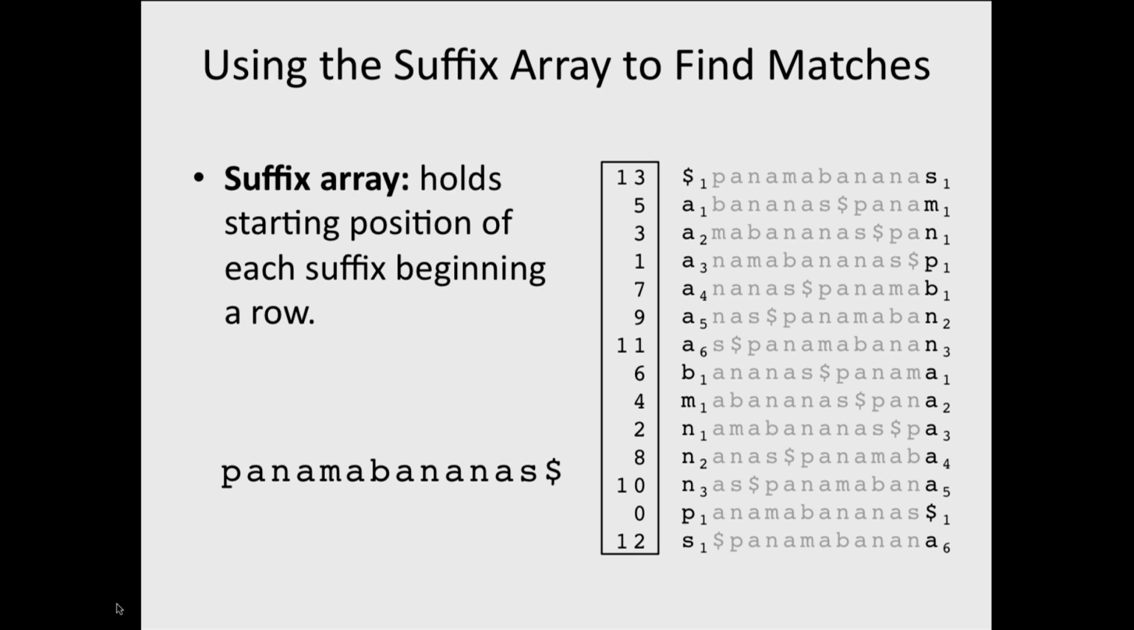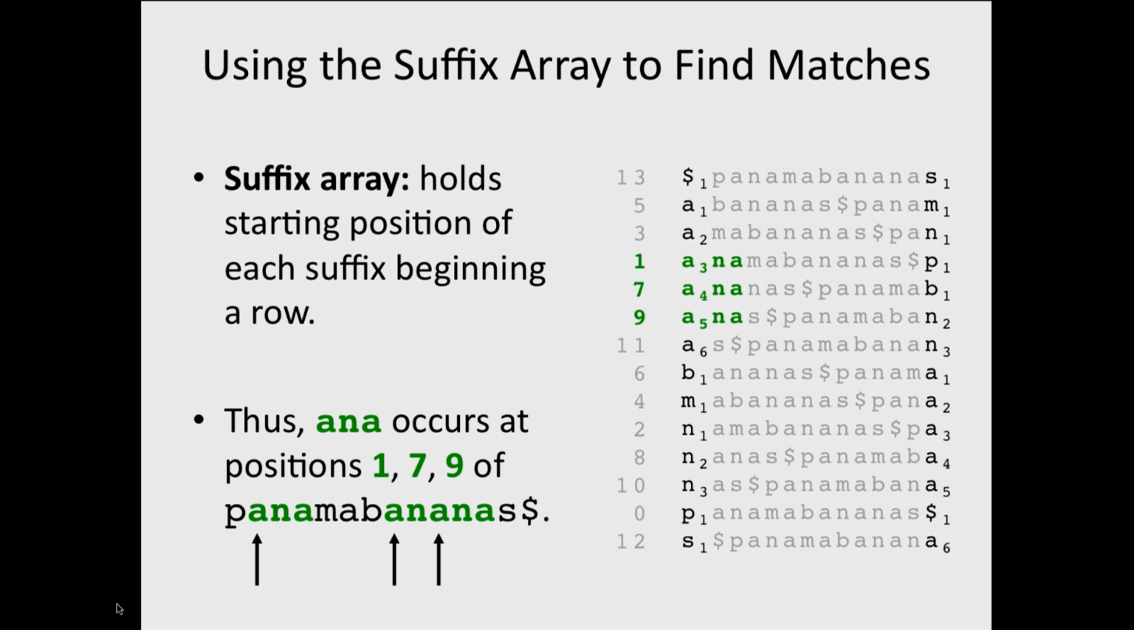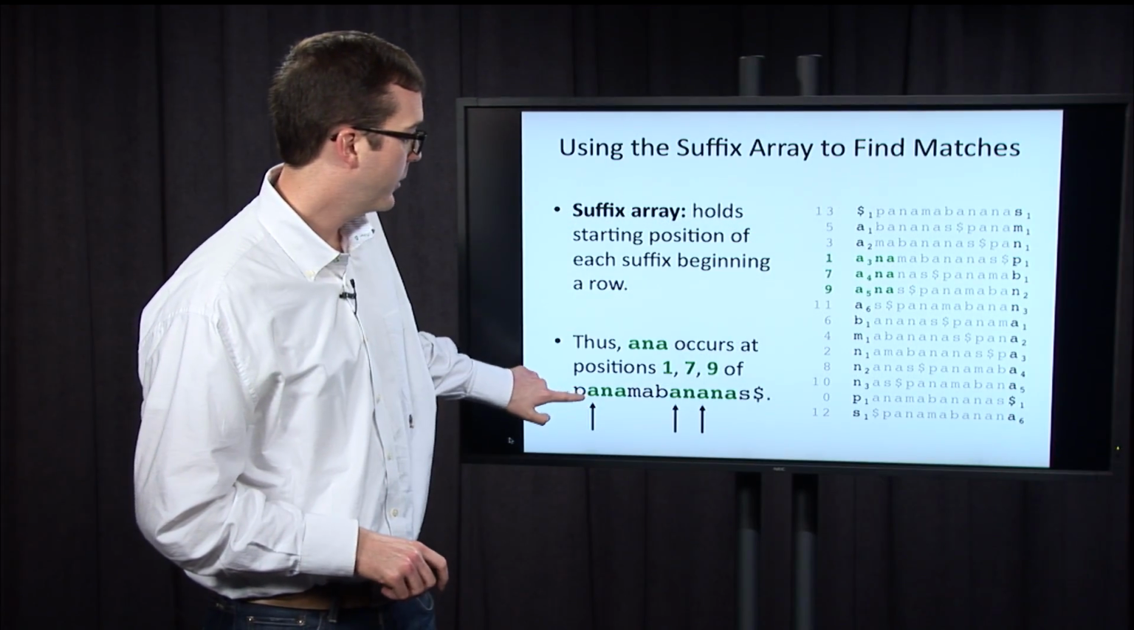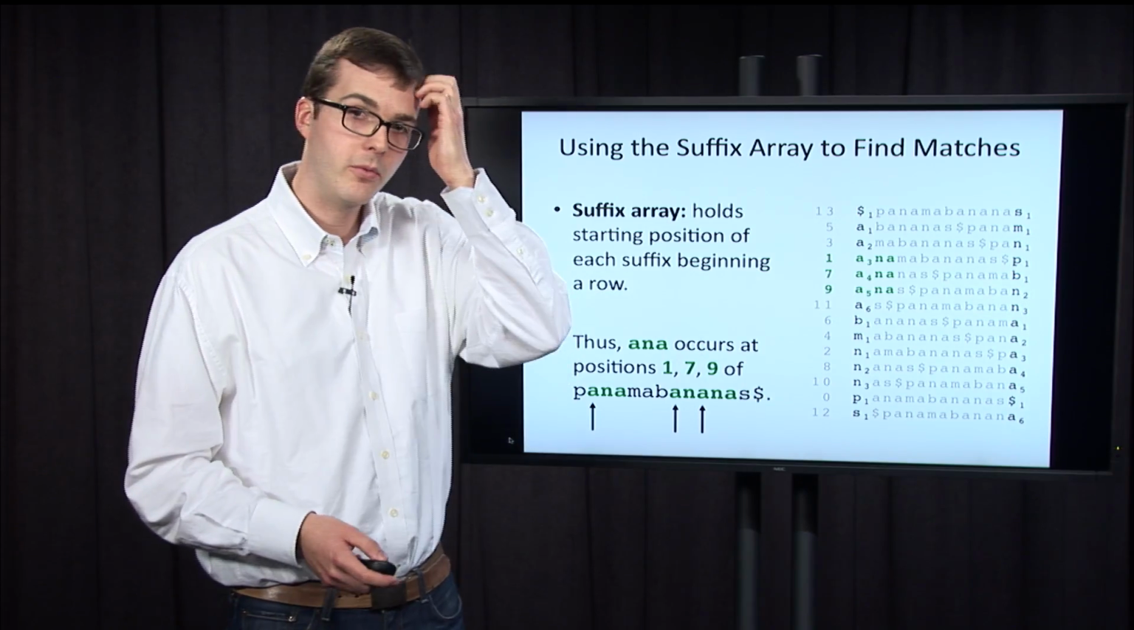So how is it helpful for us to find the matches? Well, if we look at the 3 occurrences of ANA that we found, we just say what are the corresponding elements of the suffix array. And this tells us that ANA occurs at positions 1, 7, and 9 of panama bananas. So the suffix array values are 1, 7, and 9. And here are starting positions 1, 7, and 9, which we saw before.